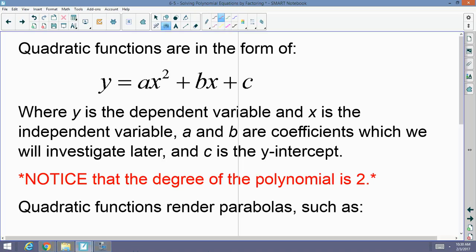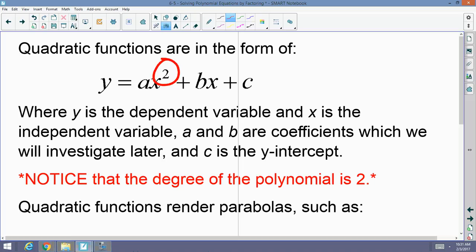Notice that the degree of the polynomial function is 2. So that lets you know, guys, that you can have up to 2 solutions for a quadratic function. Now, are you always going to have 2 solutions? No. You could have 1 solution. You could have no solutions. You could have 2 real solutions. You could have 2 non-real solutions, or in other words, complex solutions. We haven't gotten there yet. We're going to. But just so you understand, the degree tells you how many solutions you can have.